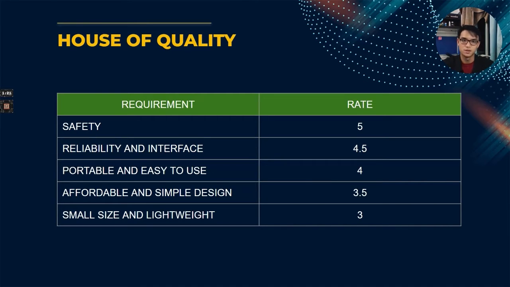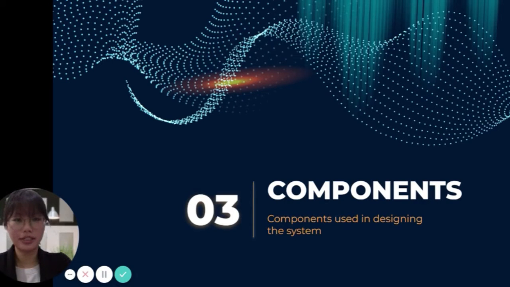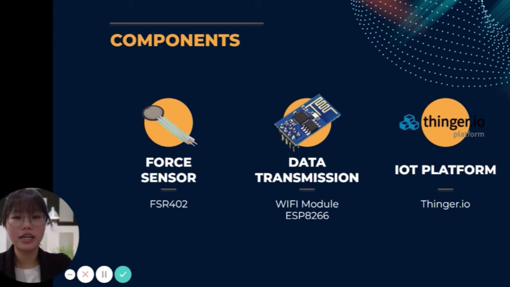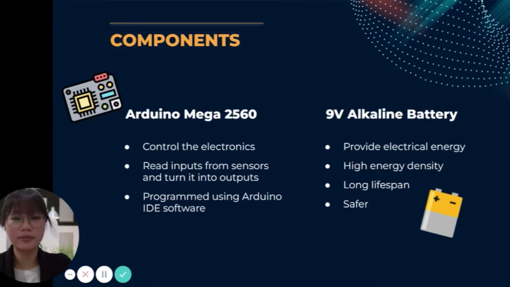Good day, I'm Tan Shin Lin, the leader of IDP Group 3. Now I will present the components used in designing the PAS system. The components are Arduino Mega 2560 as the microcontroller, a 9-volt alkaline battery as the power source, two types of sensor which are MPU 6050 and FSR 402, Wi-Fi module ESP8266, and Tinker.io.